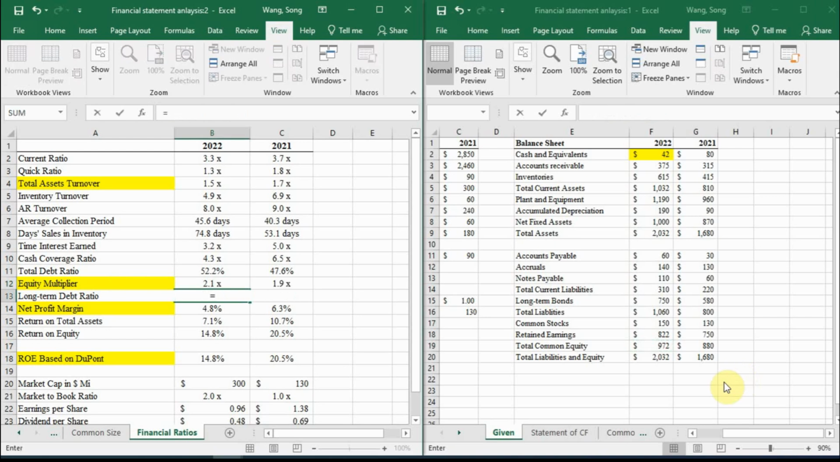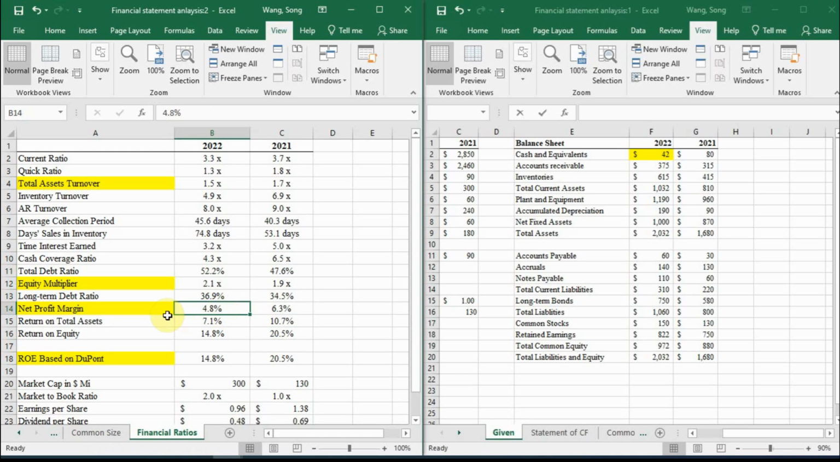Long-term debt ratio is long-term bonds divided by total assets. Okay, and these three ratios basically measure the firm's level of borrowing, or we call it leverage.